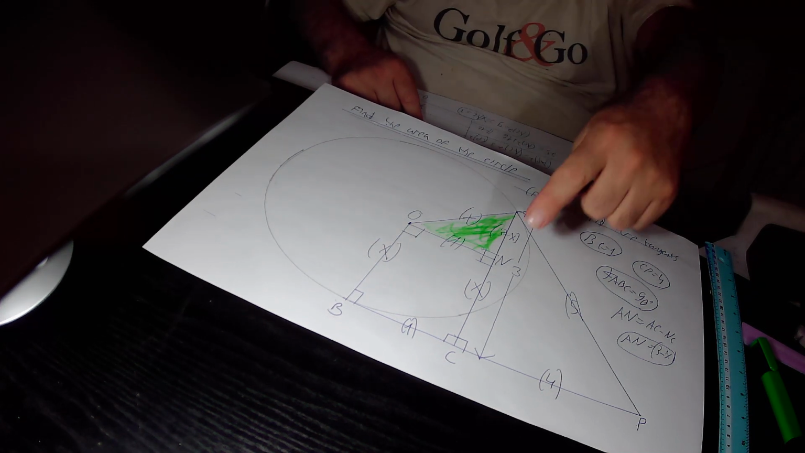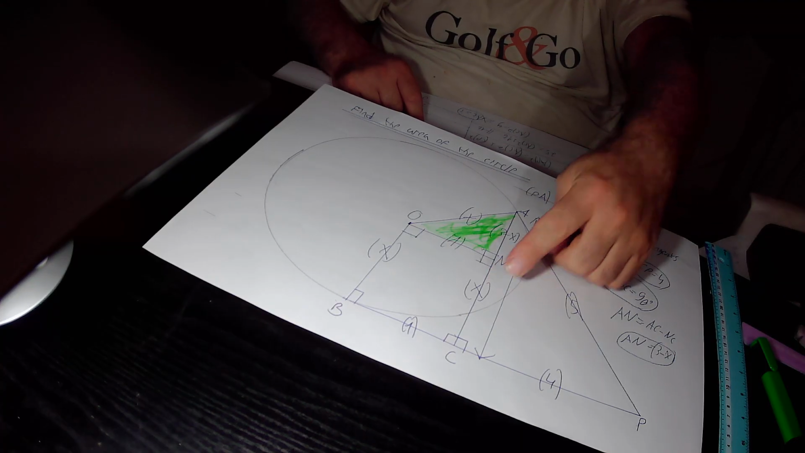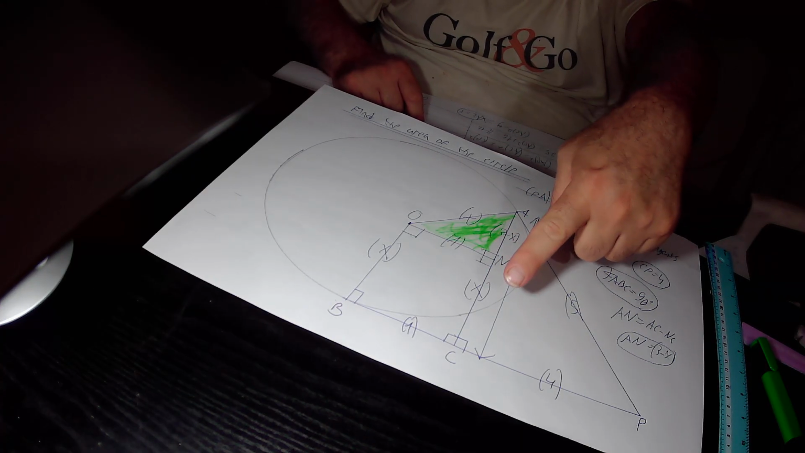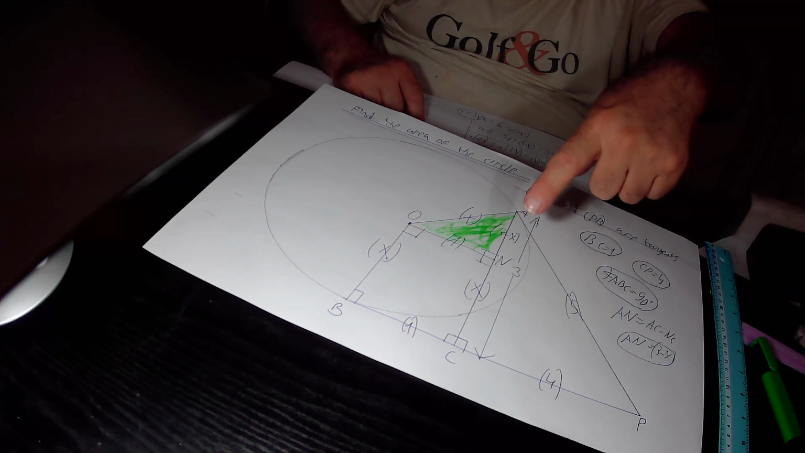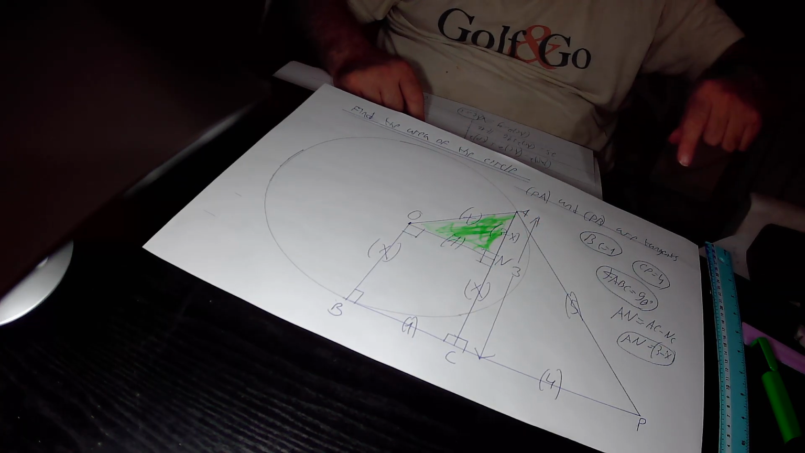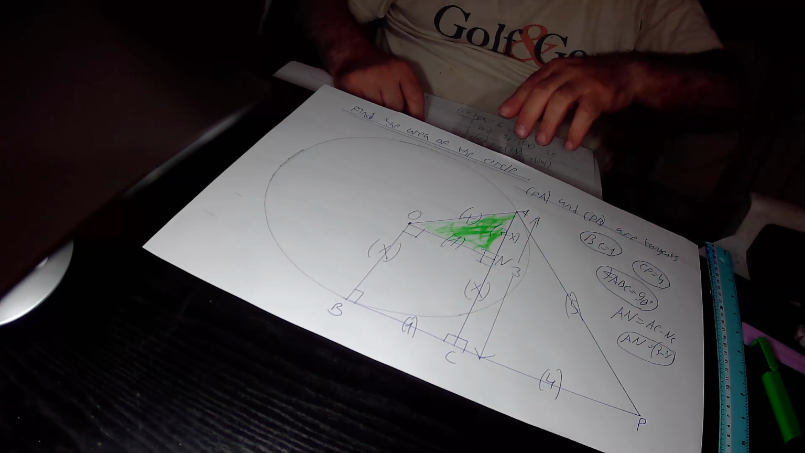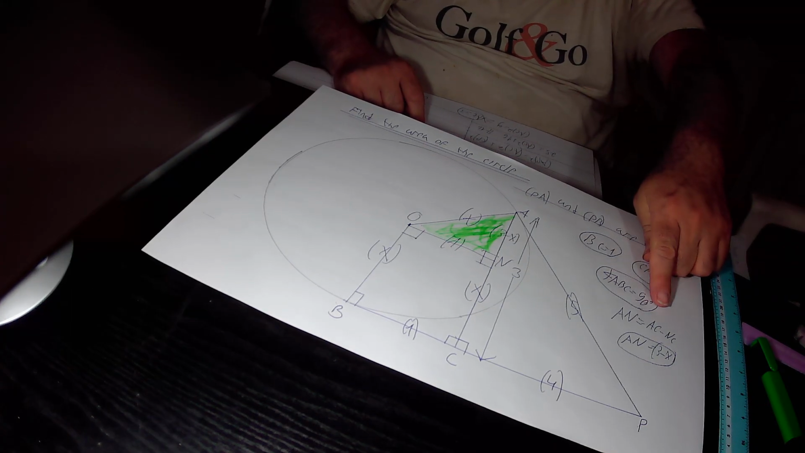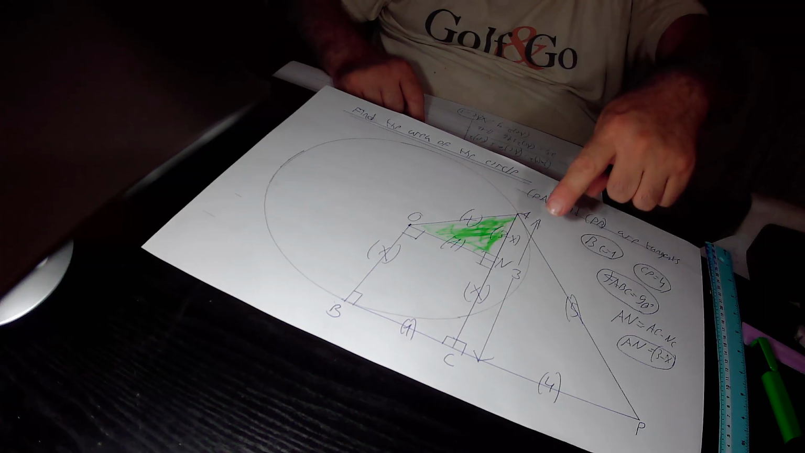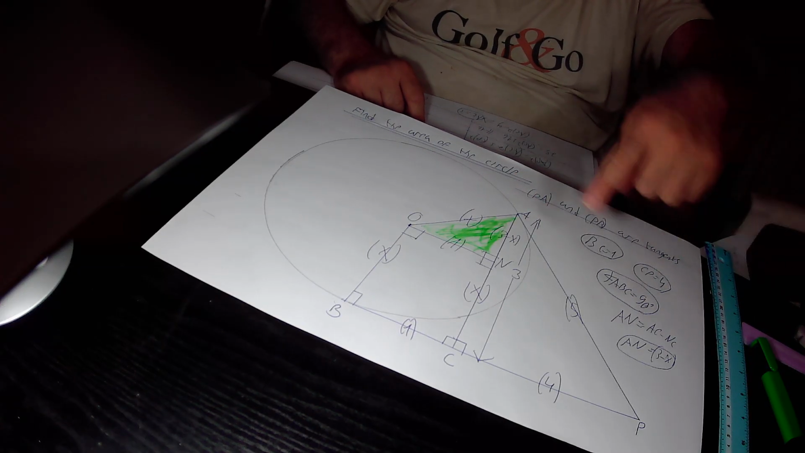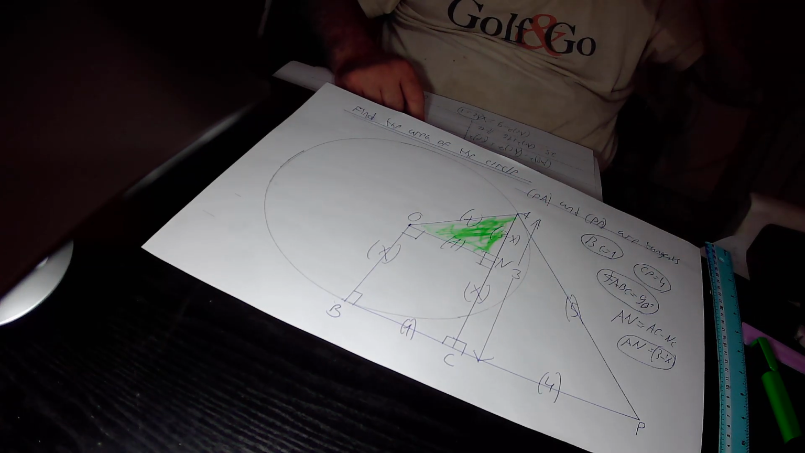So we know that NC equals X units in length, and AC equals 3 units in length. AN equals AC minus NC. So AN equals AC, that is 3, minus NC, that is X. So in total, AN equals 3 minus X.